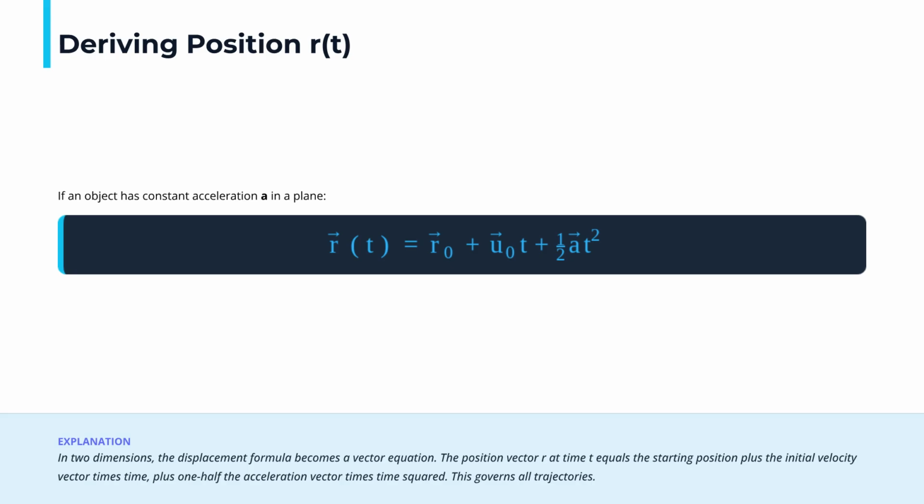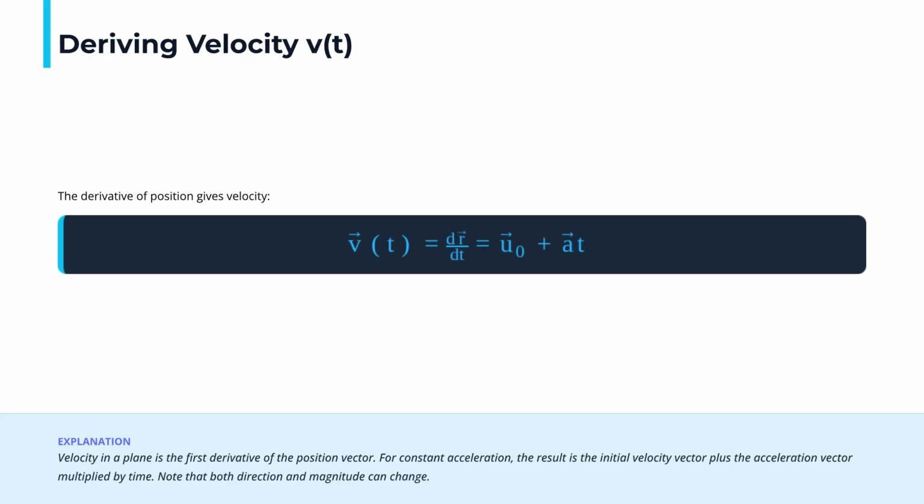For constant acceleration, the position vector r at time t equals the starting position plus the initial velocity vector times time plus 1/2 the acceleration vector times time squared. This governs all trajectories. Velocity in a plane is the first derivative of the position vector. For constant acceleration, the velocity vector equals the initial velocity plus the acceleration vector multiplied by time.